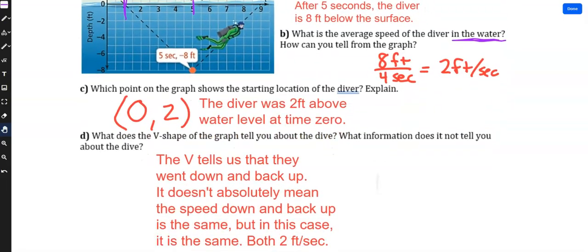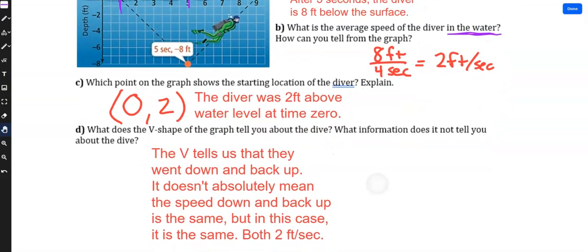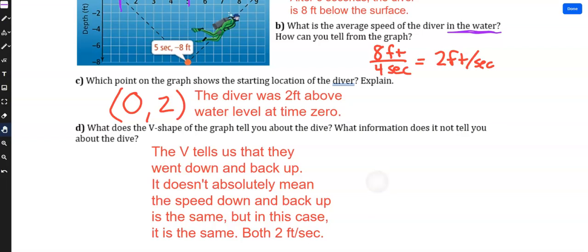What does the V shape of the graph tell you about the dive? The V shape tells us that they went down and back up. It doesn't absolutely mean the speed down and back is the same. You look at the slopes of the lines. In this case, that is the truth, but they don't have to be.